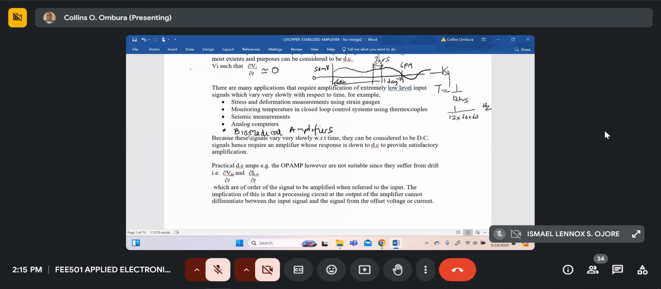Of the amplifiers you studied in your third year, we saw that only an emitter coupled amplifier is capable of amplifying all the way to DC. The other name of emitter coupled amplifier is a differential amplifier.